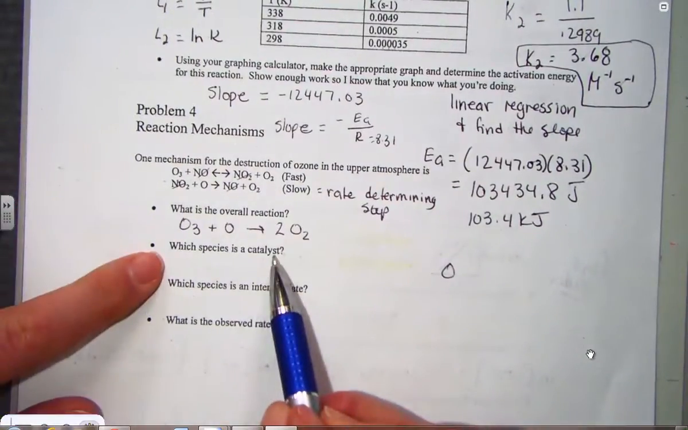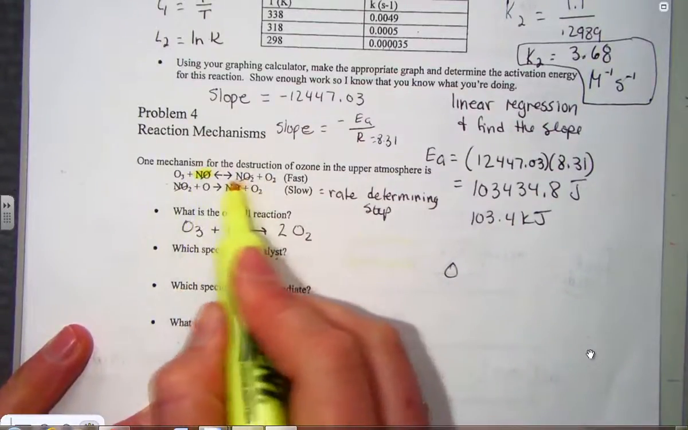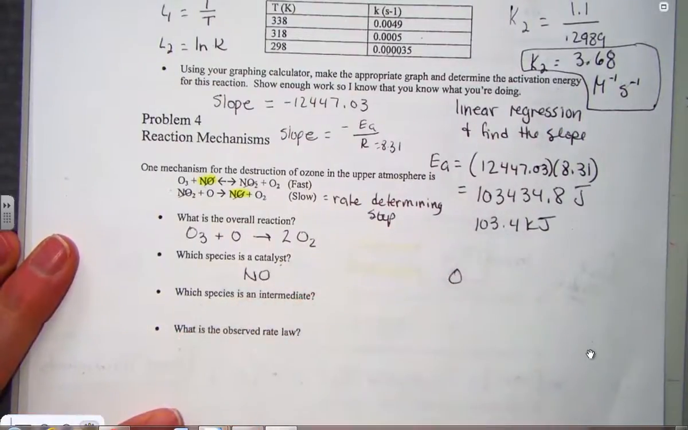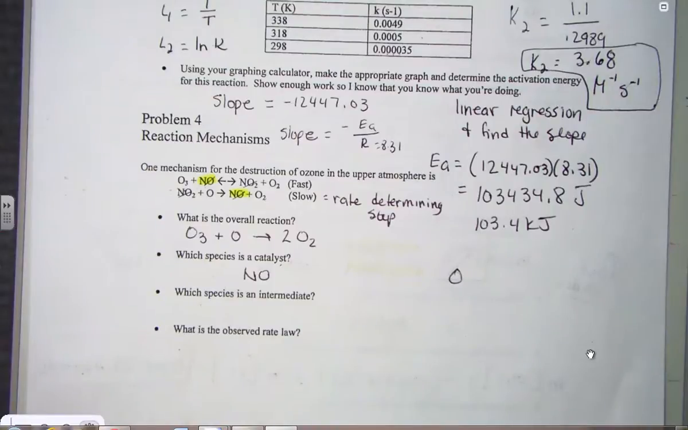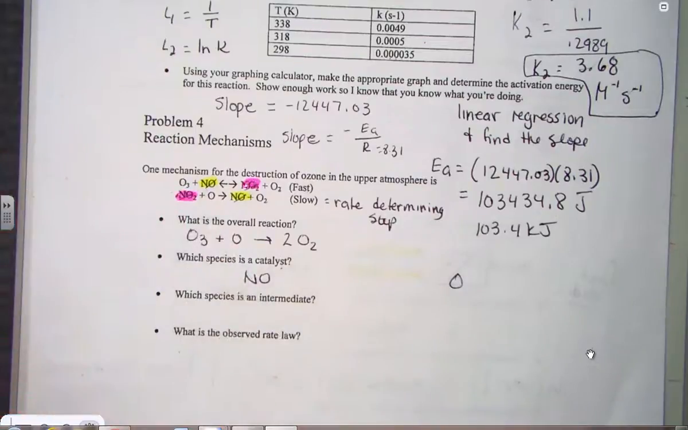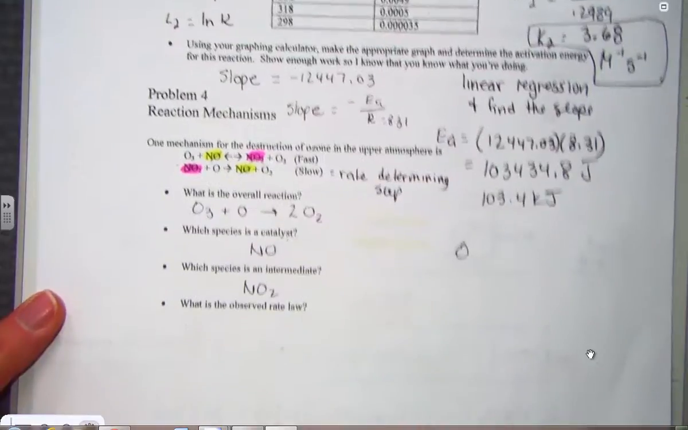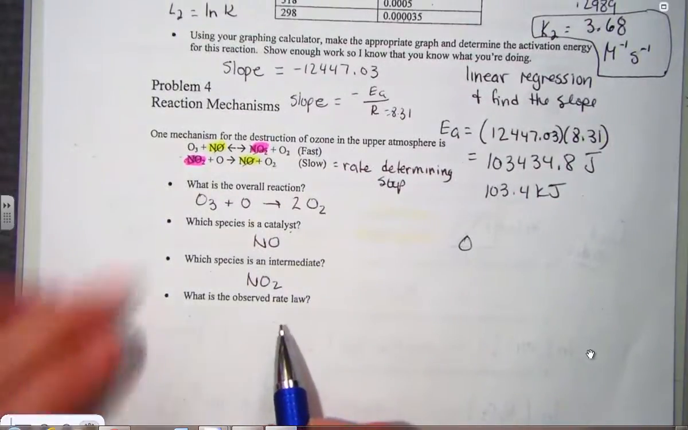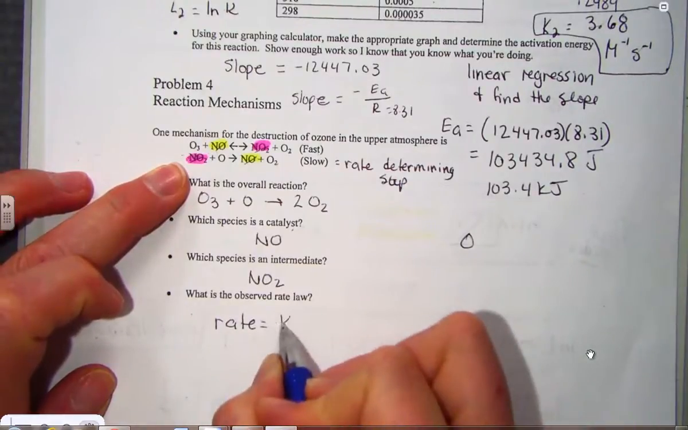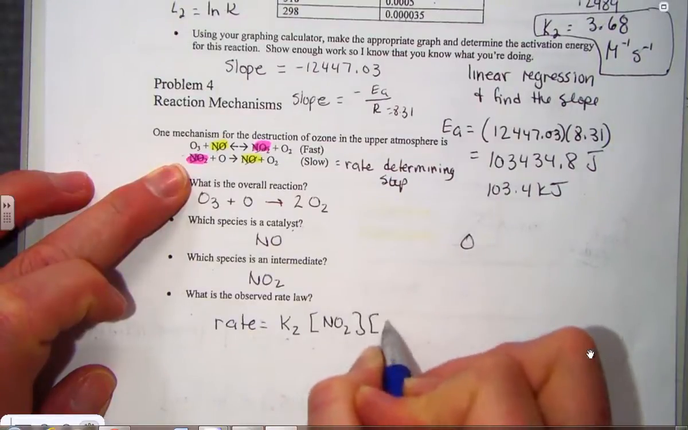What is a catalyst? The catalyst is something we start with and end with. A reactant in step 1, a product in step 2. NO is the catalyst. The intermediate is made in step 1 and consumed in step 2. The intermediate is NO2. The observed rate law comes from the slowest step. Let's begin by writing rate is equal to K, and it comes from K2, times NO2 times O.